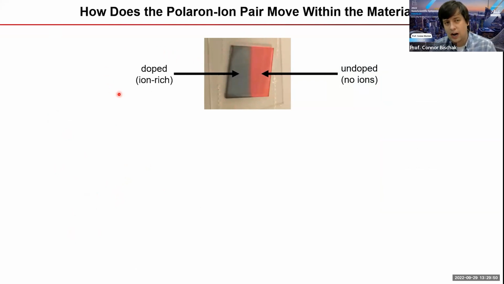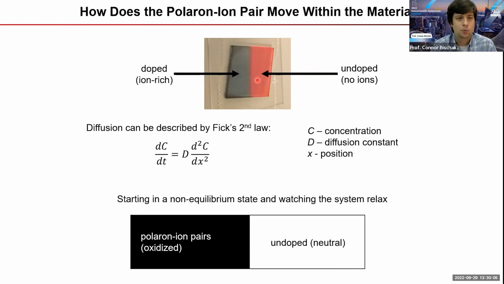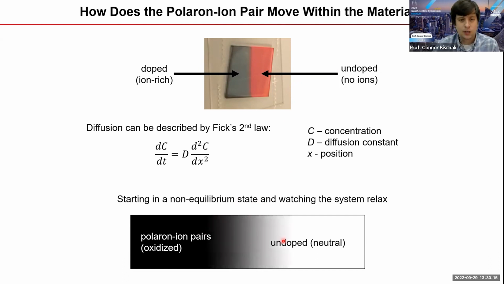So we essentially put ions on one side of our film, and we left the other side undoped, having no ions on the right. And so what we thought would happen is that this interface would migrate in time, according to Fick's law, where we would see in the simulation a blurring out of this interface as ions move from the left to the right, and the absence of ions moves from the right to the left.